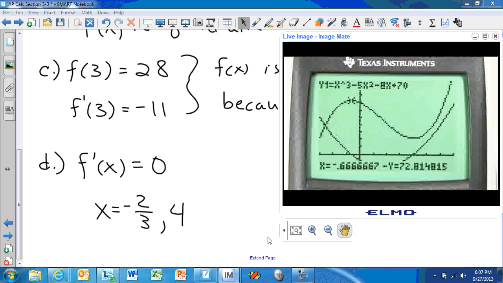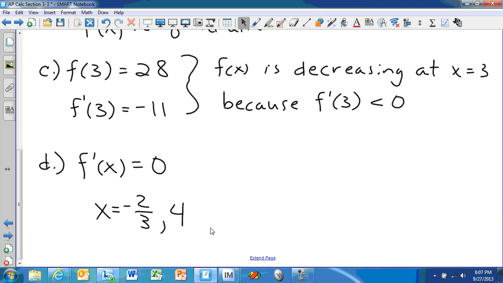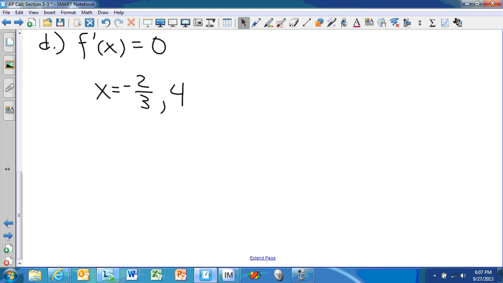Which shouldn't be too surprising to us, knowing what we've just done here by finding where f prime of x is equal to 0. I'm just going to roughly sketch our function here for this example, but it does something like this.